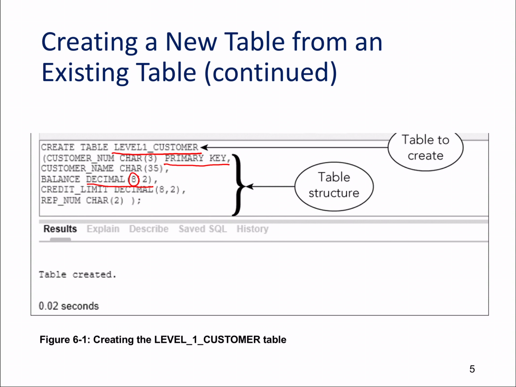The 8 means the total number of digits you can store for this attribute, and the 2 means after the decimal point you have up to 2 digits. So that's DECIMAL(8,2). Same for the credit limit, which is also DECIMAL(8,2). Finally, there is a rep number, which is a reference to the rep table. It's CHAR(2). So this is basically a very easy table structure for level 1 customer.